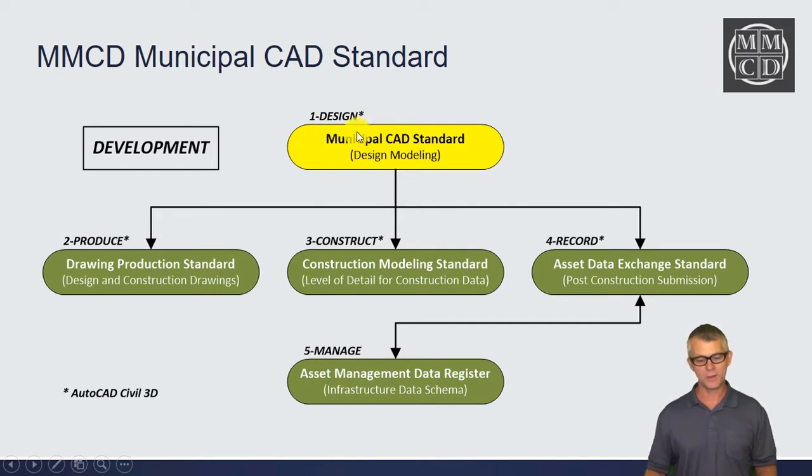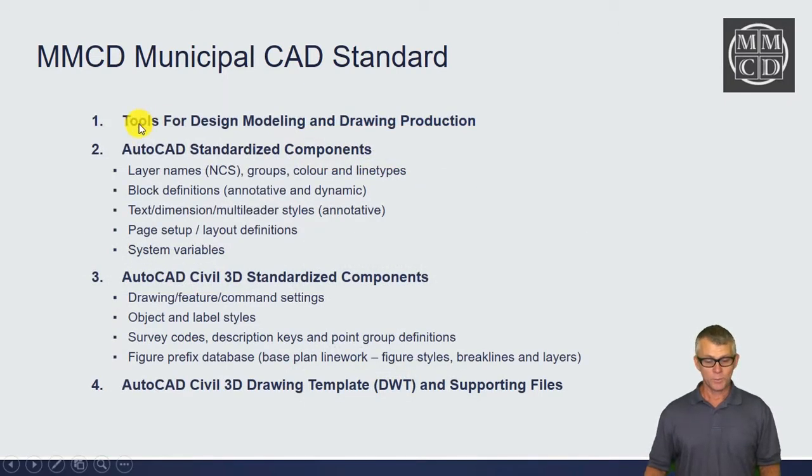Let's have a look at the MMCD Municipal CAD standard. This is essentially the drawing template and all the supporting files, and it's the highest level of the hierarchy. It's a toolbox for design, modeling, and drawing production. It consists of AutoCAD standardized components.